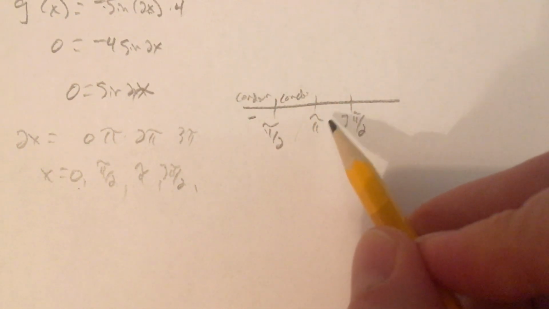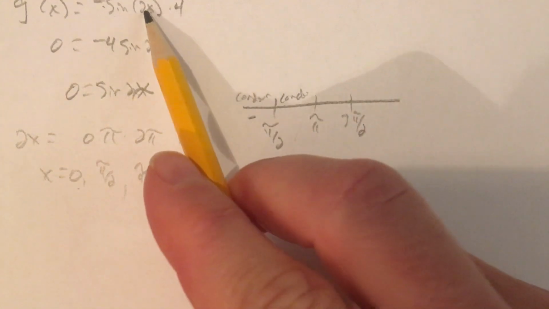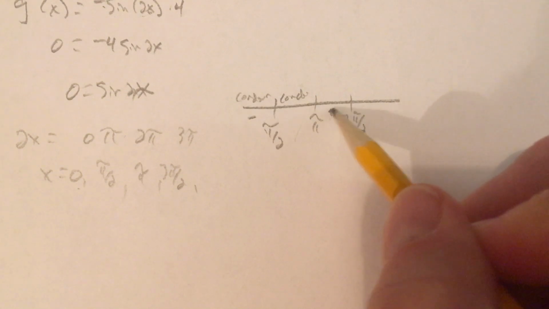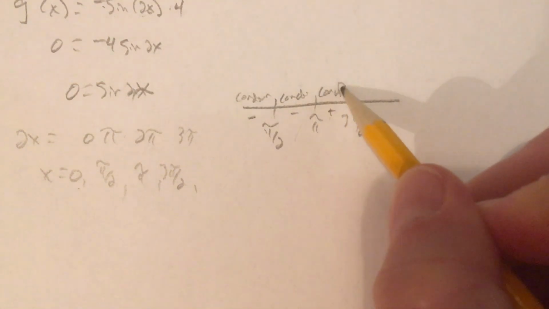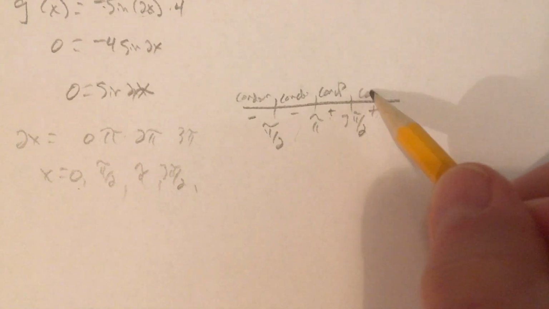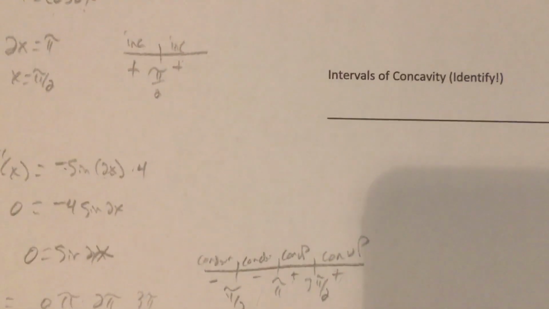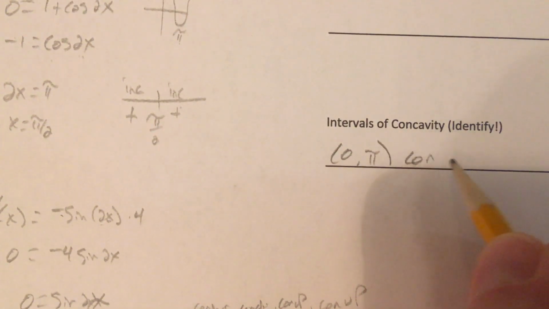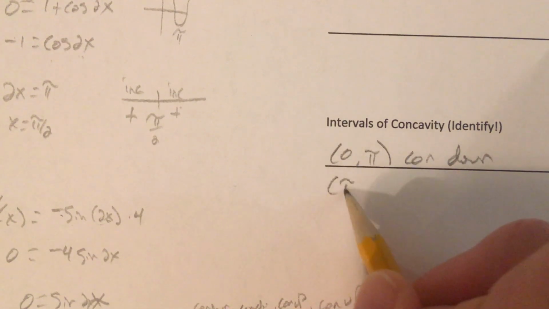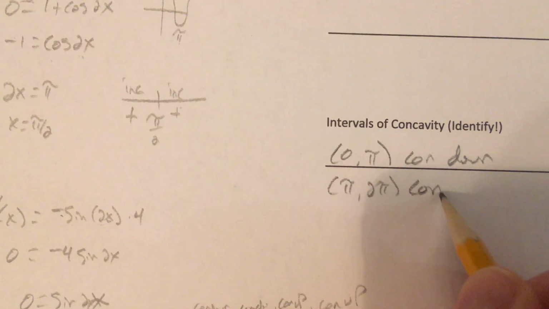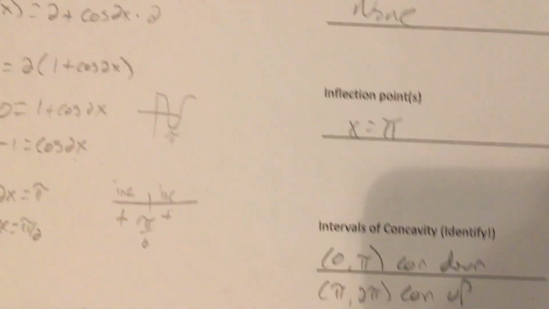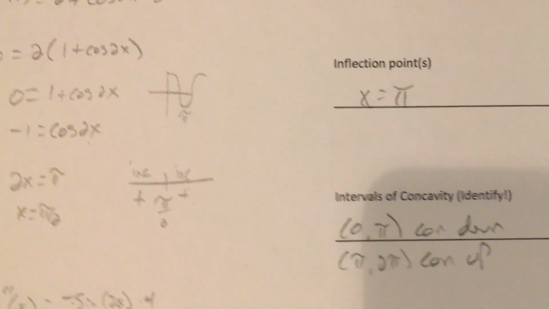If I were to put, say, 5 pi over 4 in, though, then I would get sine of 5 pi over 2, which would give me a positive value here, which would make this concave up. If I put something in big here, I'm also going to get concave up. So my intervals of concavity: from 0 to pi were concave down, and from pi to 2 pi were concave up. And so we had a point of inflection at x equals pi. There's a lot going on in this graph. It just doesn't look like it from what we answered there.